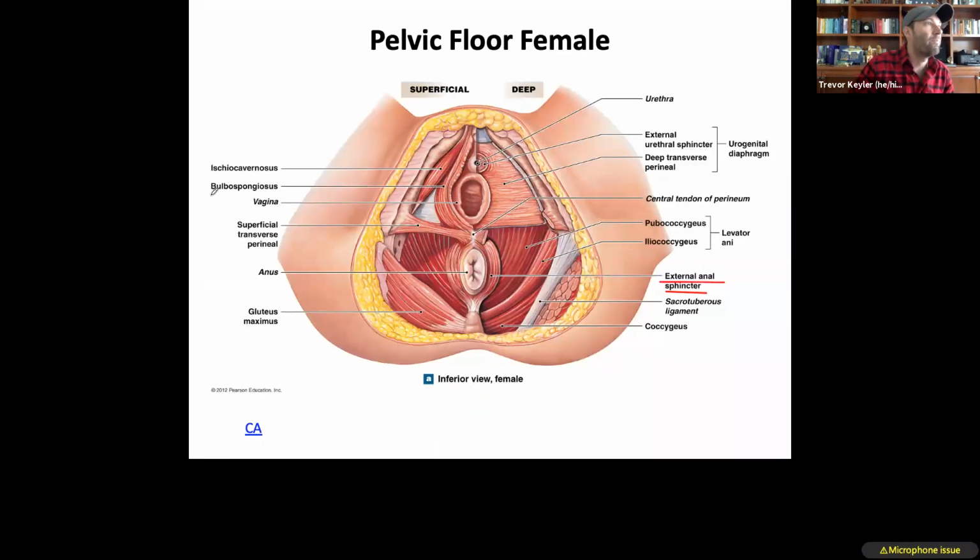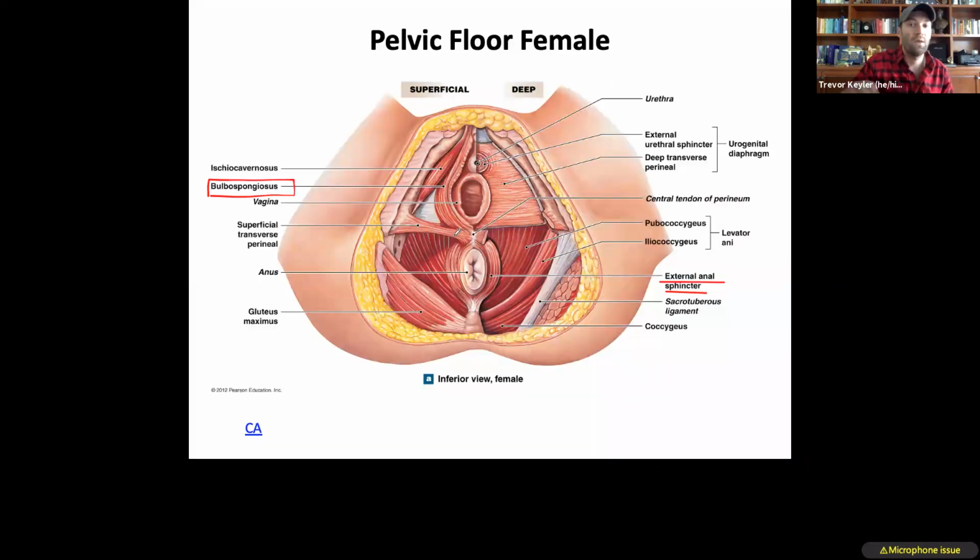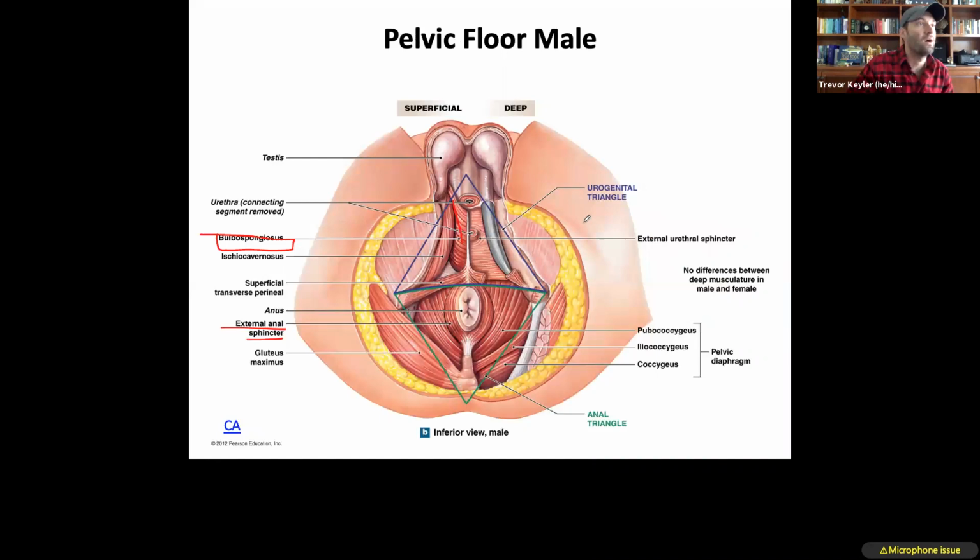And then this one right here, the bulbospongiosus. We'll go bulbospongiosus in the male, right here. And this one gives erection of the clitoris, while in the male, erection of the penis. Okay.